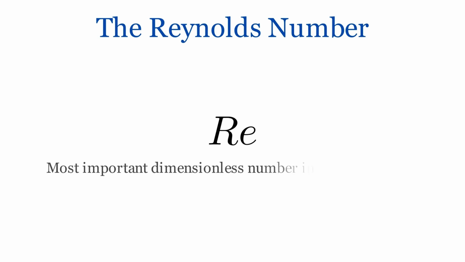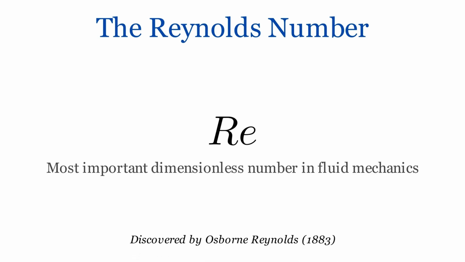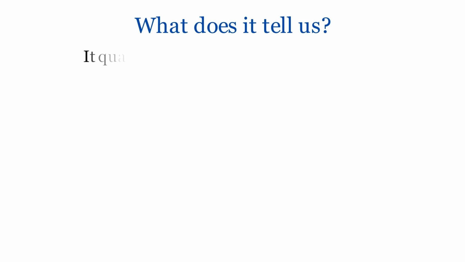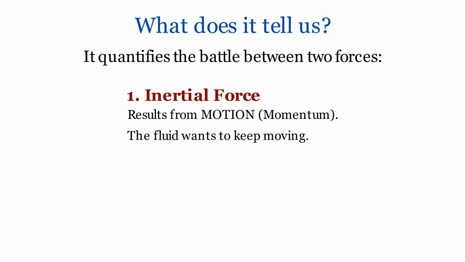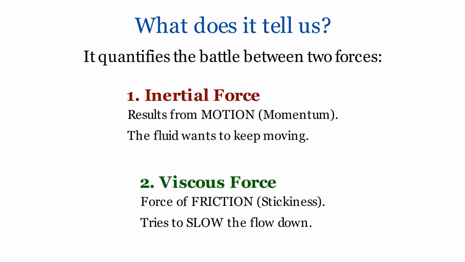First up, the Reynolds number, symbol Re. This is arguably the most important dimensionless number in fluid mechanics, named after Osborne Reynolds, who discovered it in 1883. What does it tell us? Reynolds number quantifies the battle between two forces in a flowing fluid: inertial force, the force of the fluid that results from its motion, think momentum, the fluid wants to keep moving. Viscous force, the force of friction within the fluid. Think of it as the fluid's internal resistance, its stickiness. This tries to slow the flow down. Reynolds number equals inertial force divided by viscous force.